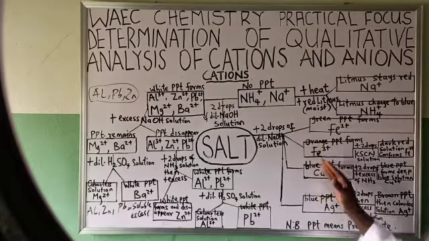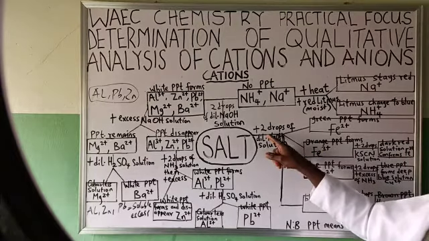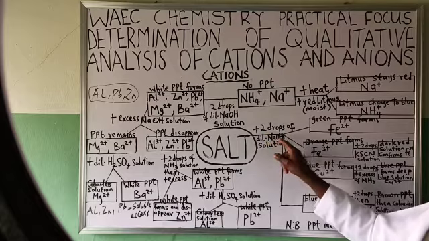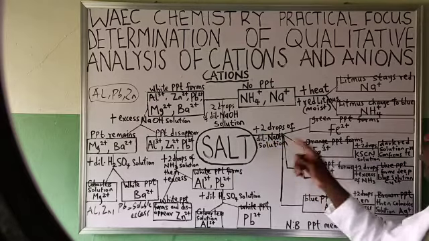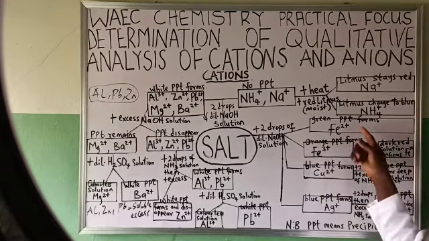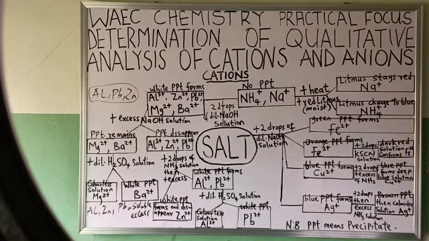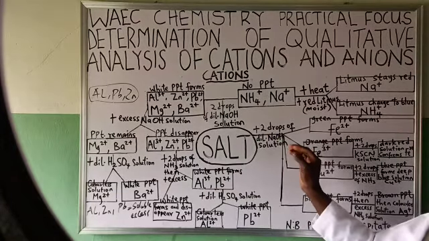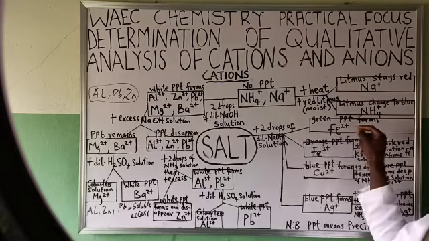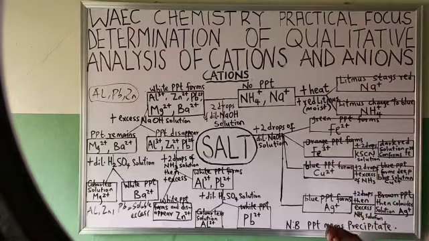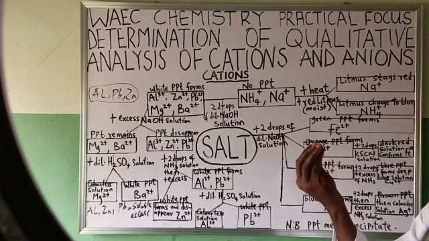Then we'll come to this side. We said that when you carry the small salt and you add 2 drops of dilute sodium hydroxide solution and it gives you a green precipitate, suspect iron 2. For you to be sure of iron 2, assuming you only have 2 drops of dilute NaOH and you want to confirm iron 2, what you do is that once it gives you a green precipitate, leave it for some minutes.